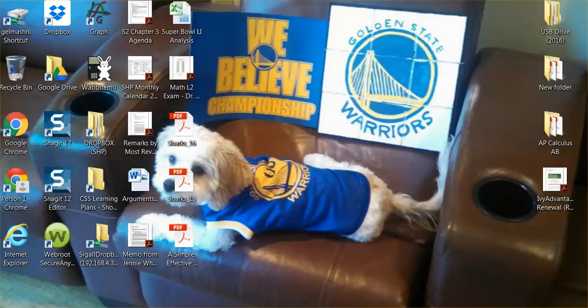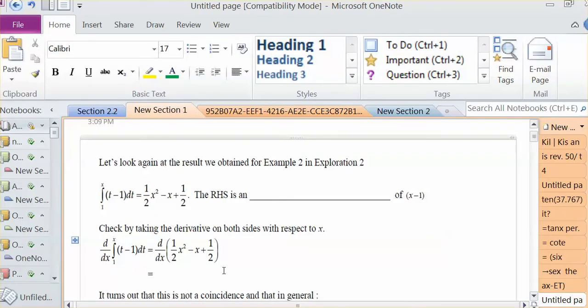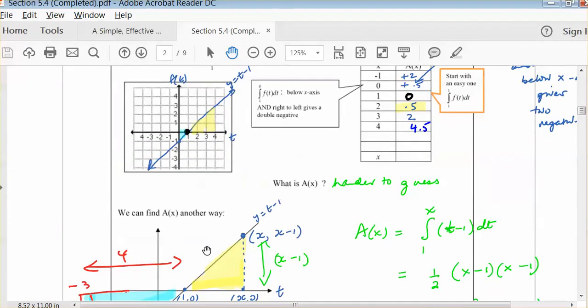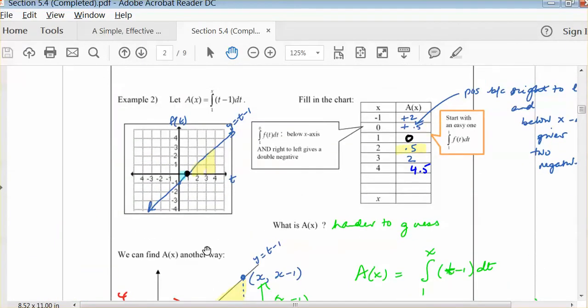Hello, welcome to a video on pages 3 through 5 of the section 5.4 notes regarding the fundamental theorem of calculus. So before we begin page 3, let's recap example 2 on page 2 of these notes. In example 2, we were looking at the function y equals t minus 1, and we defined A of x, or the area between t minus 1 and the x-axis, to be the integral from 1 to x of t minus 1 times dt.